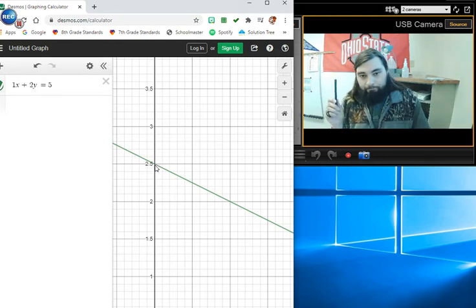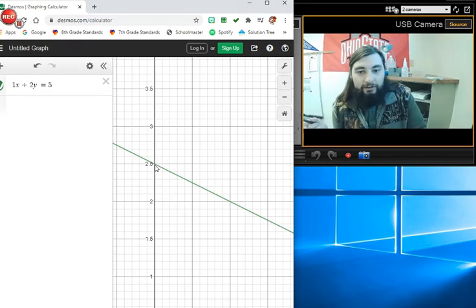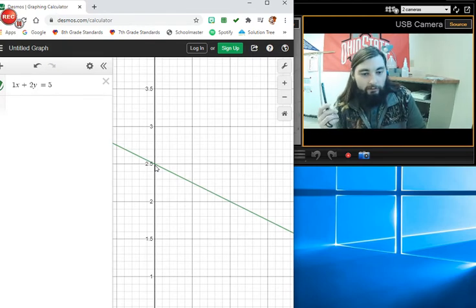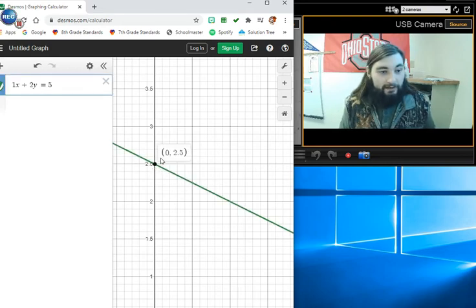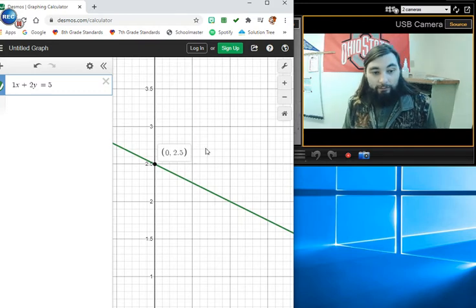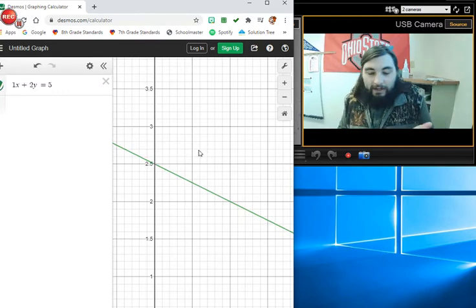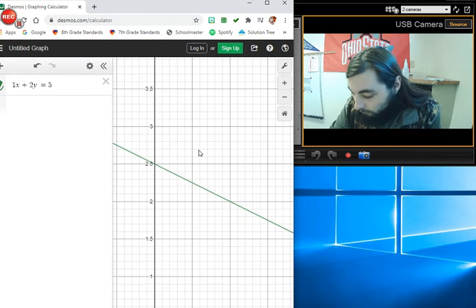Okay? So normally I tell you don't worry about using points that don't give you whole values, something that's nice and easy to use. But we can very clearly see, if you put your cursor right there on the point, it'll tell you that 0, 2.5 is a point that lands on this line. So that's going to be one of my solutions for question number 1: 0, 2.5.